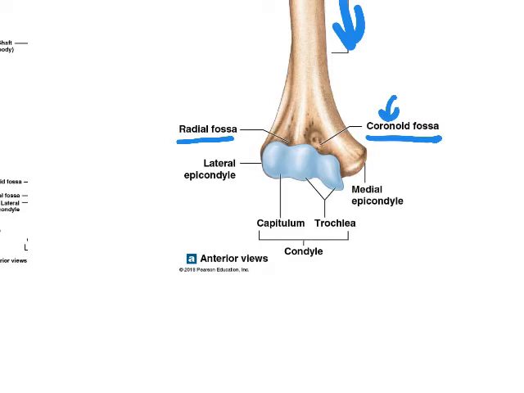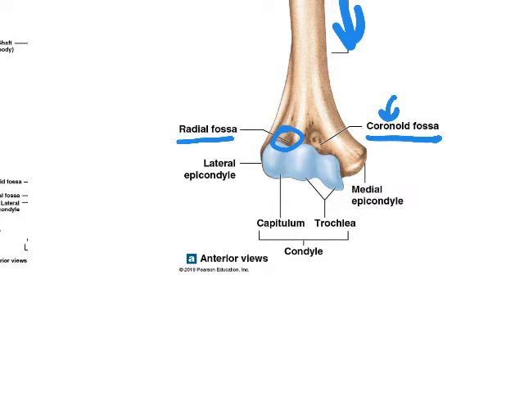Radial fossa is going to be easy to remember. That's where the radius articulates, obviously. Coronoid fossa is going to be a little bit more difficult to remember, but that's where the ulna articulates, and we'll see because there's a part of the ulna called the coronoid process that fits in the coronoid fossa.